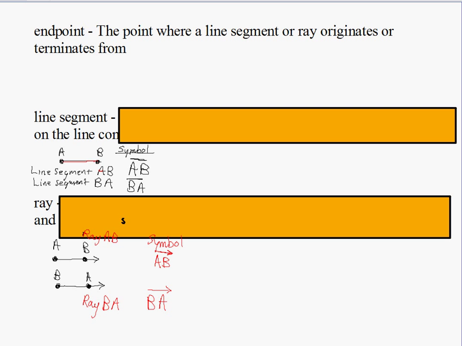Next vocab word is endpoint. Okay? So this is the point where a line segment or ray originates or terminates from.